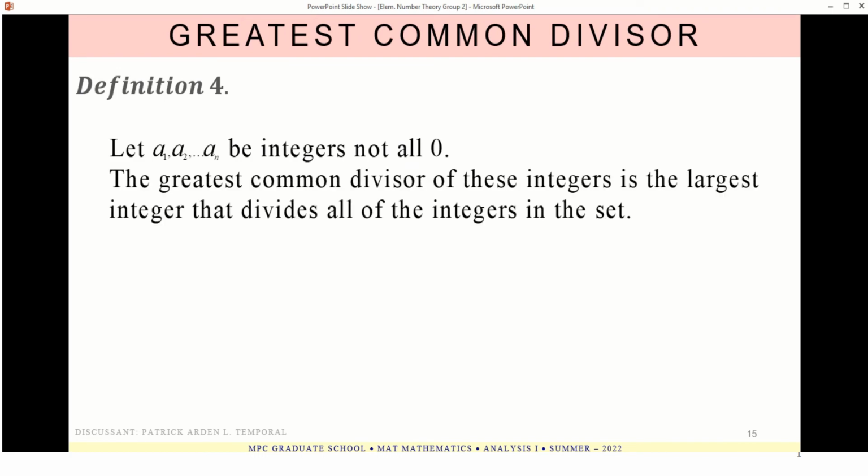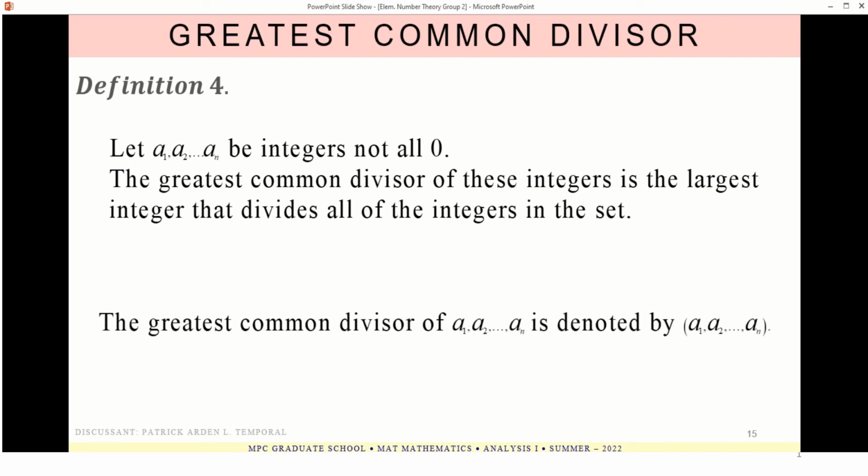Next, let a sub 1, a sub 2, up to a sub n be integers, not all 0. The greatest common divisor of these integers is the largest integer that divides all of the integers in the set. The greatest common divisor of a sub 1, a sub 2, up to a sub n is denoted as (a sub 1, a sub 2, up to a sub n).